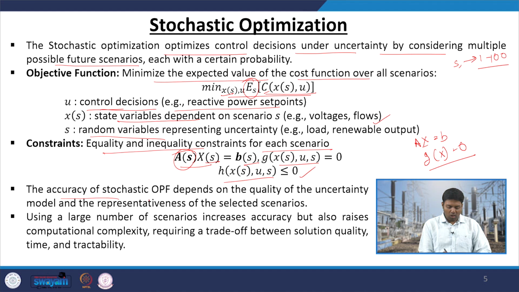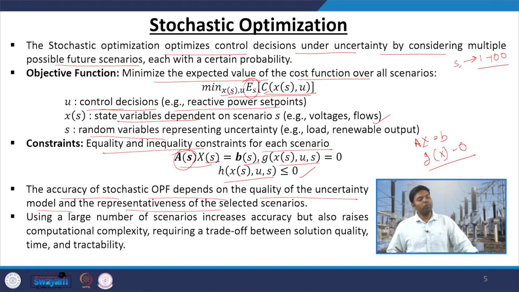The accuracy of the stochastic OPF depends upon the quality of the uncertainty model and the representativeness of the selected scenarios. Obviously, we have seen that if you generate more and more scenarios and fit a proper probability density function for a particular uncertain event, then you will get a good solution. That means if you fit solar generation to the beta distribution or wind generation to the Weibull distribution, and then generate scenarios in a very efficient manner, you will get a very good solution for your stochastic OPF formulation.